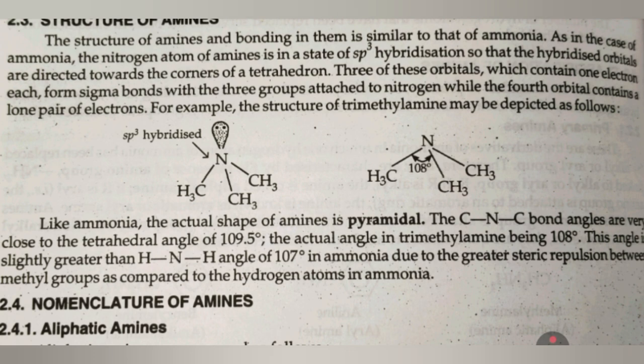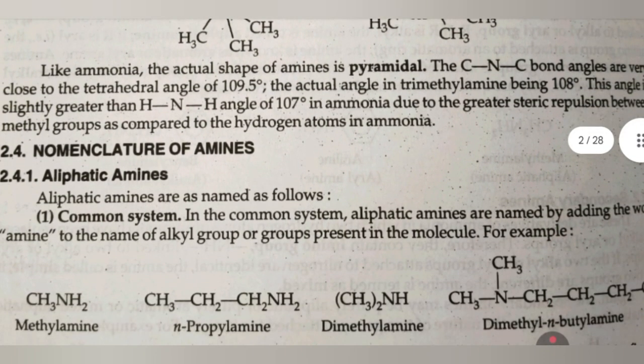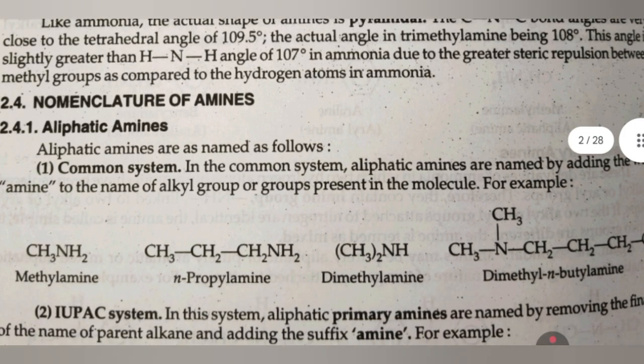For example, the structure of trimethylamine may be depicted as below. Like ammonia, the actual shape of an amine is pyramidal. The C-N-C bond angles are very close to the tetrahedral angle of 109.5 degrees. The actual angle in trimethylamine is 108 degrees. This angle is slightly greater than the H-N-H angle of 107 degrees in ammonia due to greater steric repulsion between methyl groups as compared to the hydrogen atoms in ammonia.